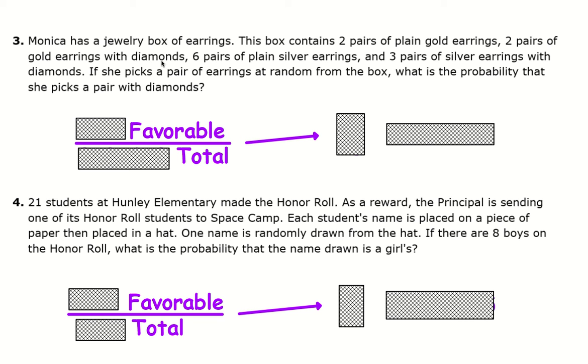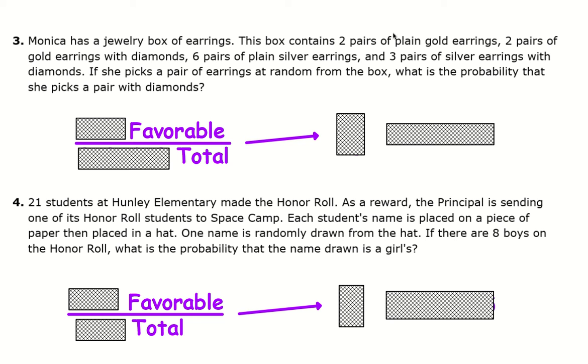But Monica has a jewelry box of earrings. The box contains 2 pairs of plain gold, 2 pairs of gold earrings with diamonds, 6 pairs of plain silver earrings, geez, Monica, and 3 pairs of silver earrings with diamonds. Oh, geez. Might have to read this again here in a minute, but if she picks a pair of earrings at random from the box, what's the probability that she picks a pair with diamonds?